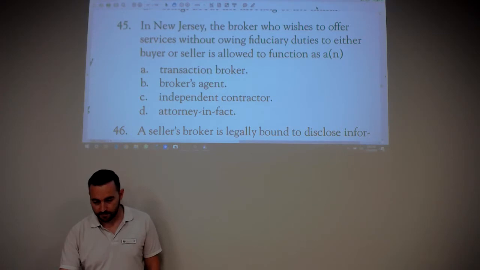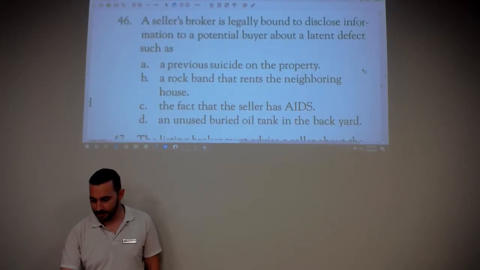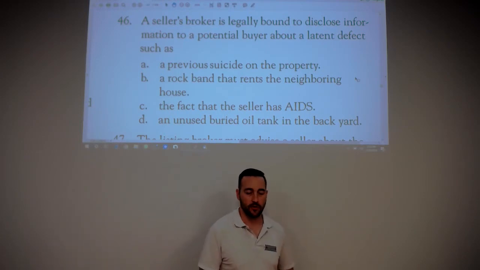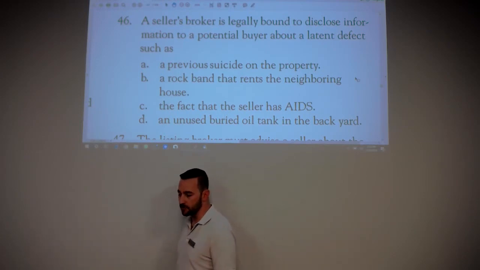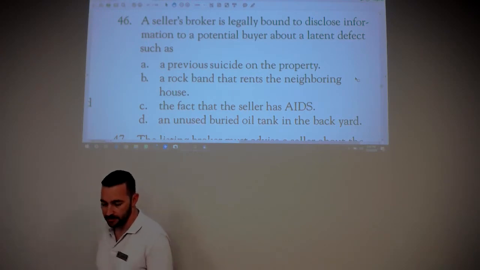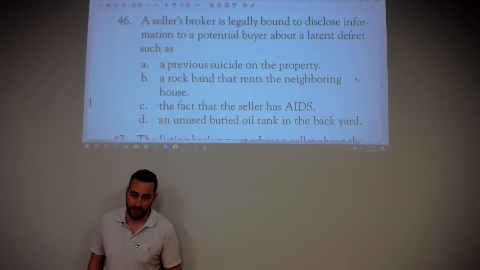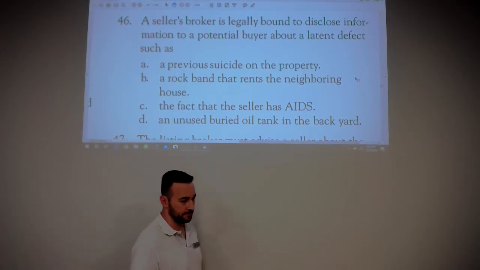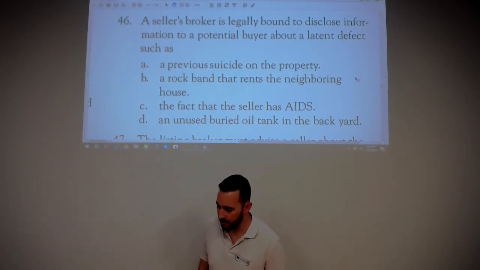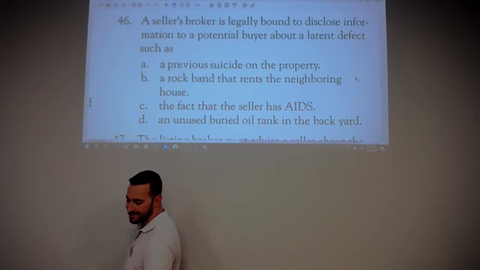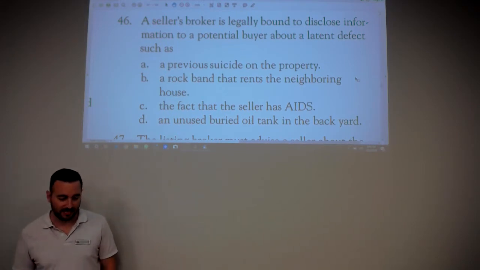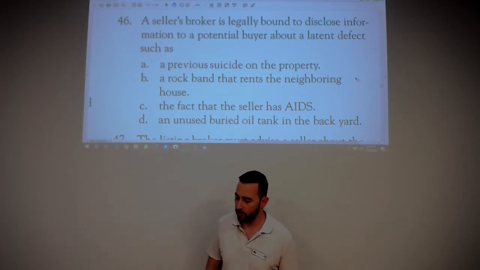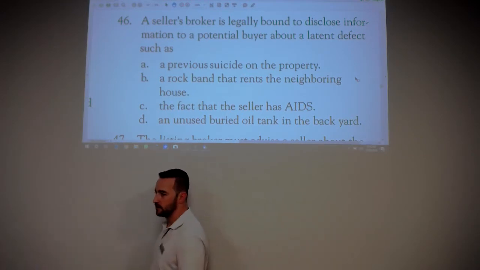Next, 46. It says, a seller's broker is legally bound to disclose information to a potential buyer about a latent defect, such as A, a previous suicide on the property. B, a rock band that rents the neighboring house. C, the fact that the seller has AIDS. Or D, an unused buried oil tank in the backyard. D.